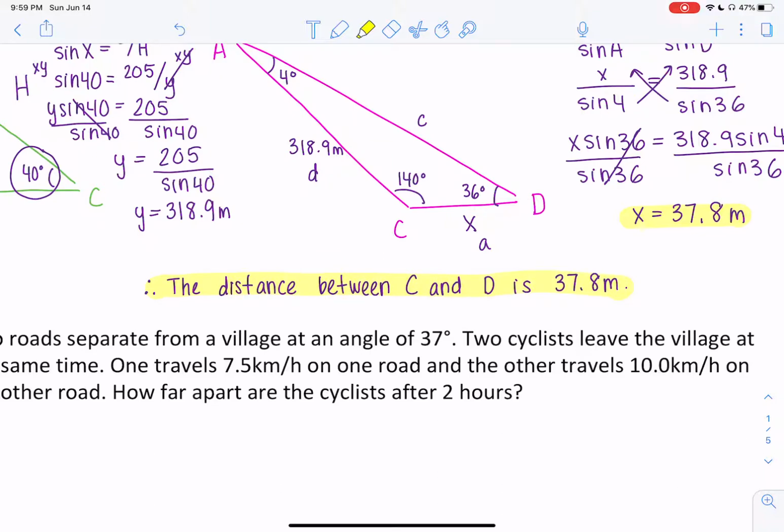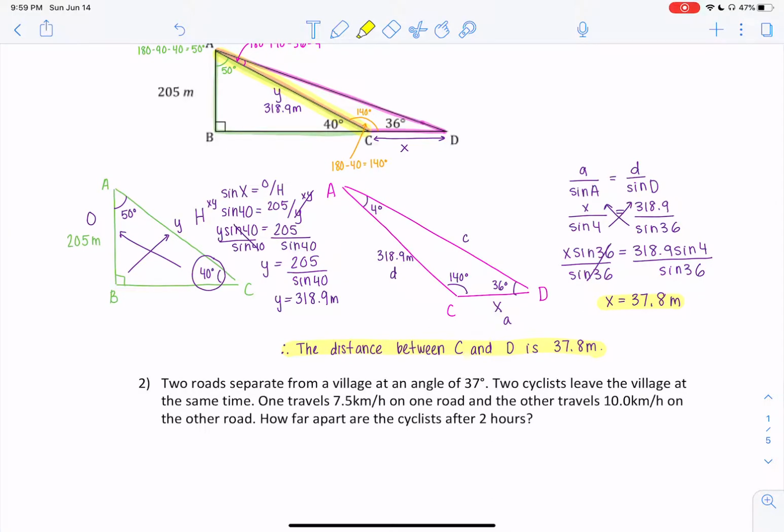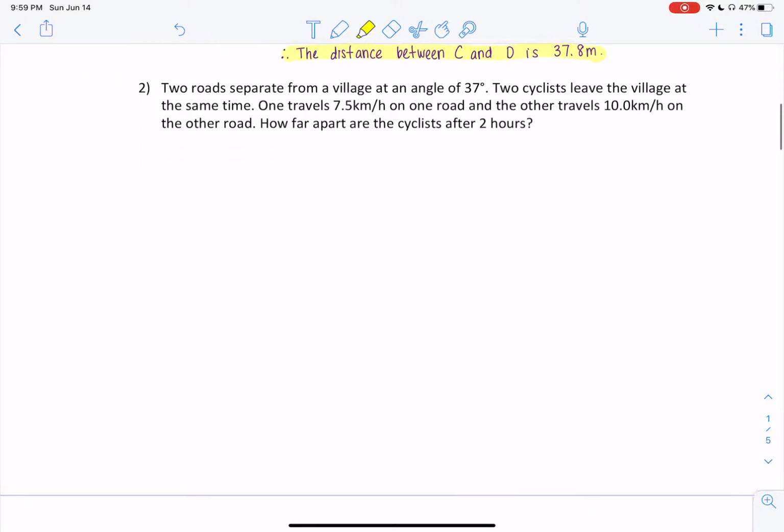recognizing what information you need and what information you're able to get. But usually there's one side missing, and you can use SOHCAHTOA or sine law or something to find it, and then you can find the other side. Okay, let's do another one.